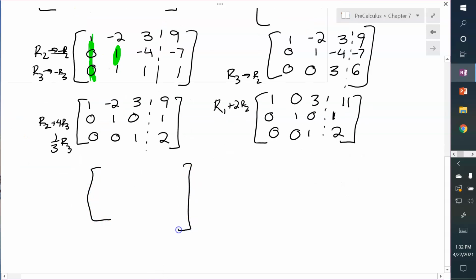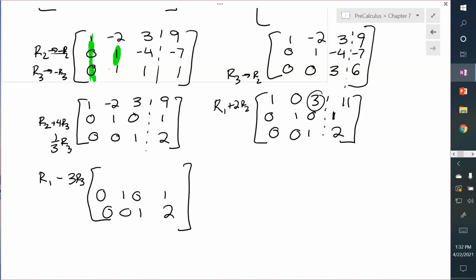So now the last thing I'm going to do, and this will be my last step, I think, is make row 1, and I'm going to subtract from that 3 row 3, because that takes care of this 3 that I have here. So it's 0, 1, 0, 1, 0, 0, 1, 2. And I get, so that's a 1, that's a 0. 3 minus 3 is 0. And then 11 minus 6 is 5.